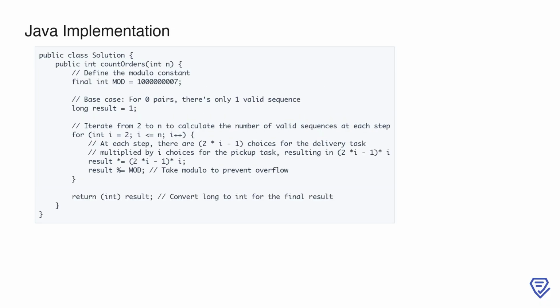This is the Java implementation of the LeetCode problem number 1359, count all valid pickup and delivery options. The logic mirrors the Python solution, using a loop to calculate the number of valid sequences for each step. Java-specific differences include explicit type declarations and the use of the final keyword for constants. The modulo operation is applied at each step to prevent overflow, and the result is returned as an integer.